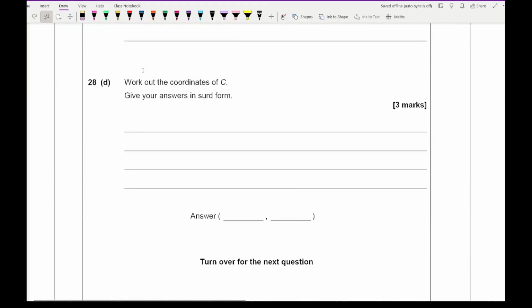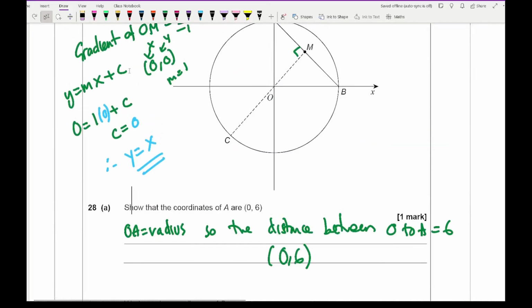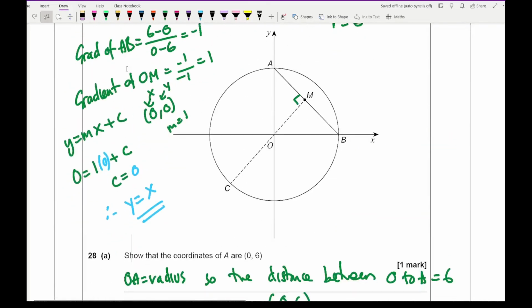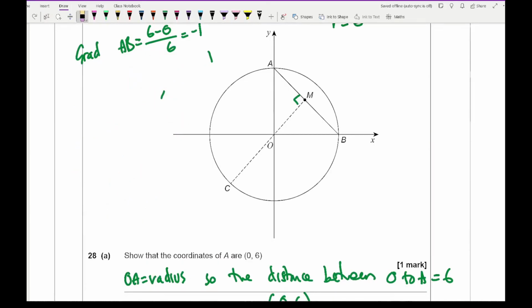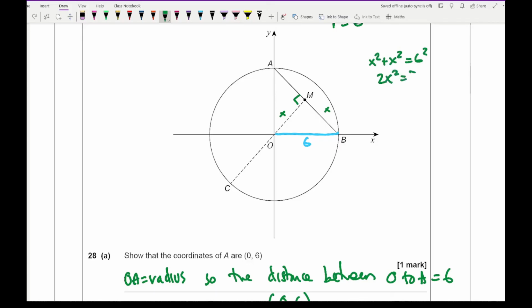Then the next part then says work out the coordinates of C, give your answers in surd form. So if I go back to this question, the diagram here, now what I want to do is first, let me just get rid of all of this, just so that we are creating a bit of space. So from this, what we know is, we know that this length here is 6, because we already know that. So now we know that this, if we just call those two sides x, I know that using Pythagoras that x squared plus x squared equals 6 squared. So 2x squared equals 36.